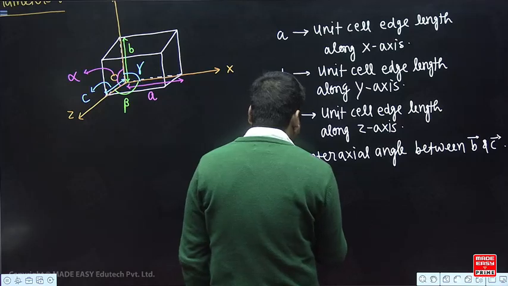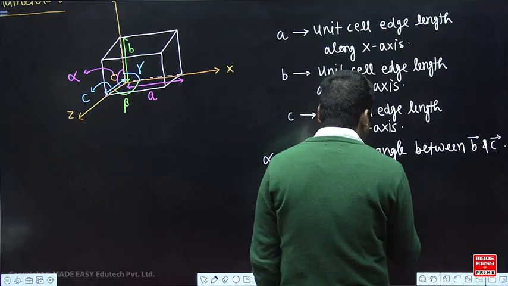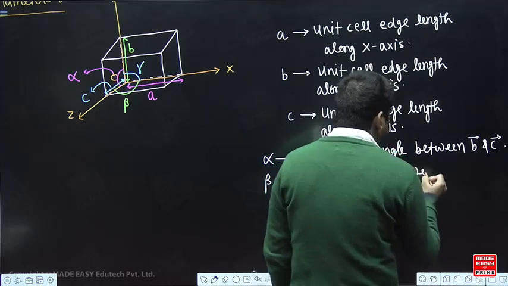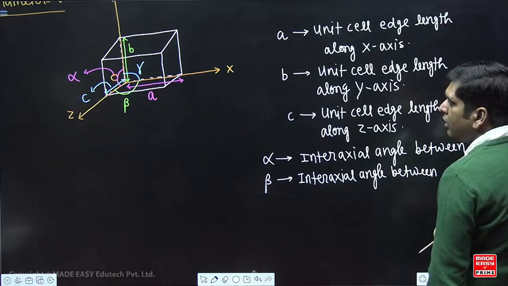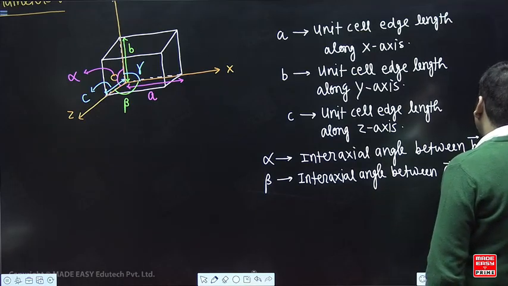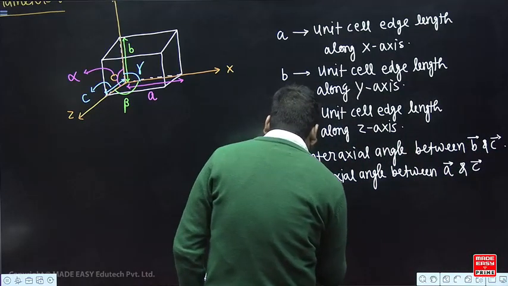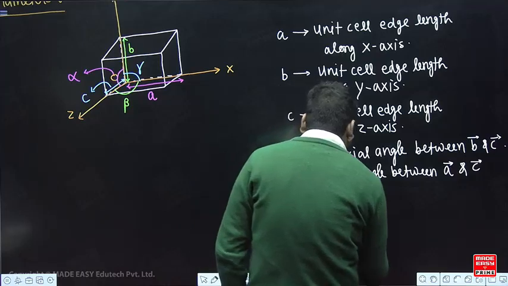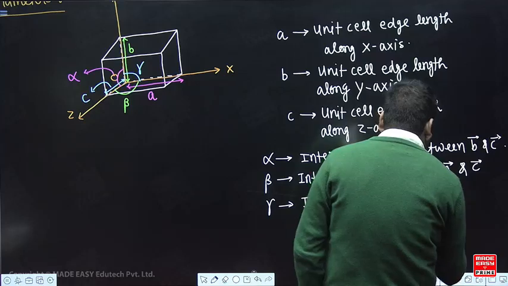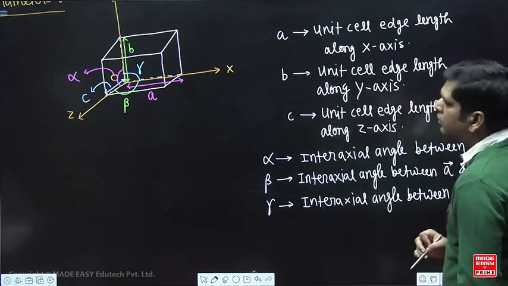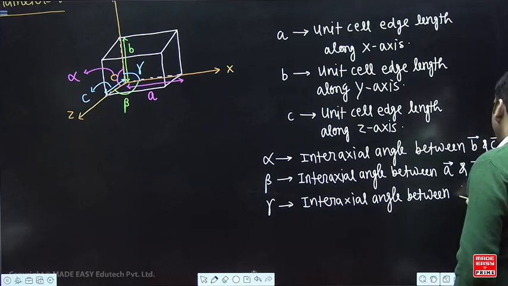Beta is interaxial angle between A and C. Gamma is interaxial angle between A and B.